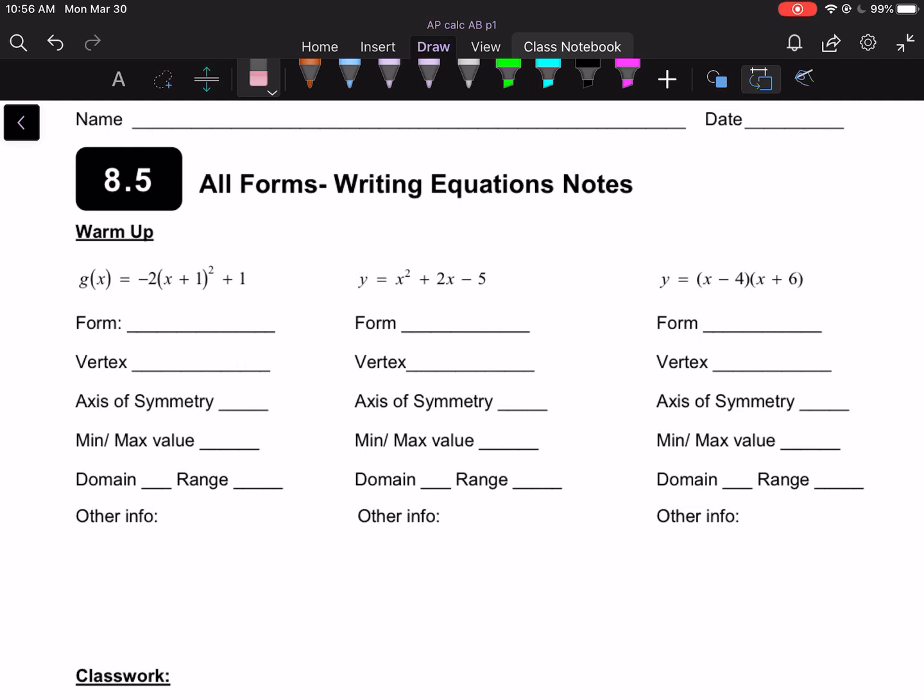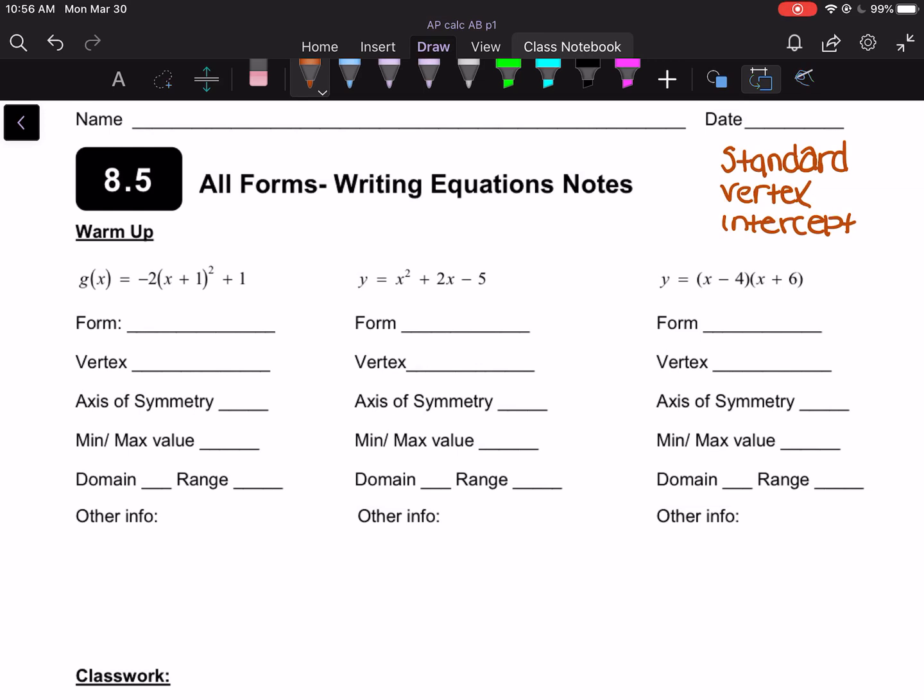When you look at each of these problems, you want to ask yourself, what form are you looking at? You have a couple options. Is it standard? Is it vertex? Or is it intercept form? Those are the three options you have. So you have to see what you're given.